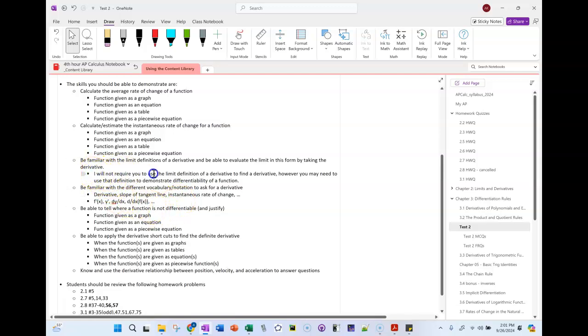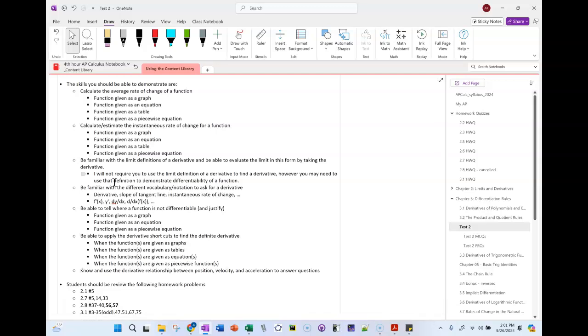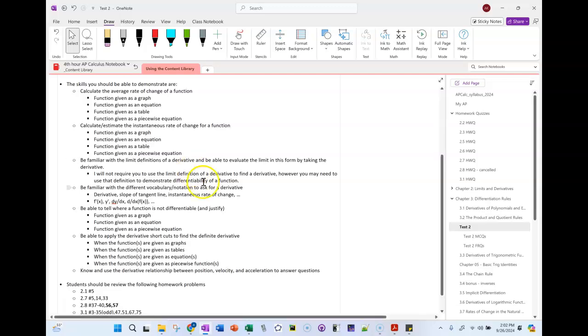I will not require you to use the limit definition of a derivative to find a derivative. However, you may need to use that definition to demonstrate differentiability. If I ask, is this function differentiable at this value? The way you determine that is using that definition. So you need it, but I would never ask you to do this derivative using the limit definition. Does that make sense? So we still have to have it, but it's not for doing derivatives for the most part. Sure.